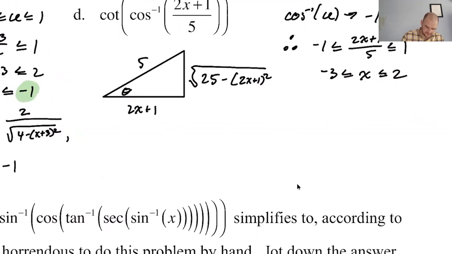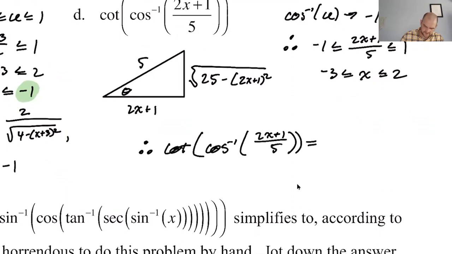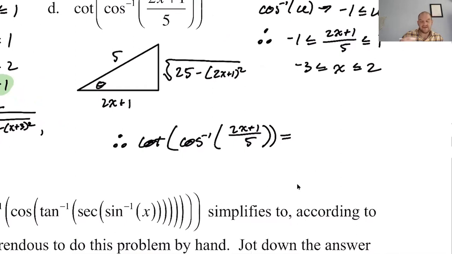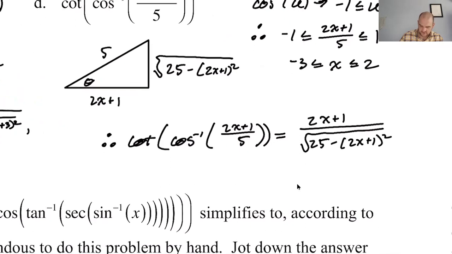All right, and I need cotan. So therefore, the cotangent of the cosine inverse of (2x plus 1) over 5 equals cotangent. So the tangent is the radical thing over 2x plus 1, so this will be 2x plus 1 over the radical thing. Since the radical thing ends up in the denominator, we kick out those endpoints because they will make the denominator equal 0. So comma, what are you? Two little weird dots, comma, -3 and 2.